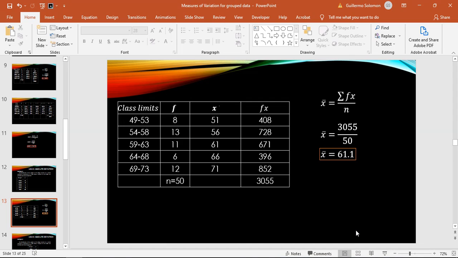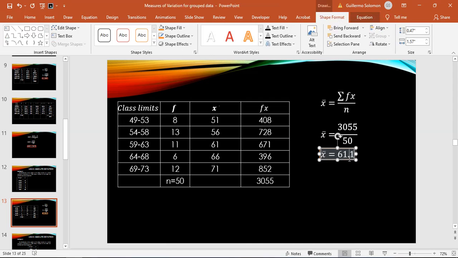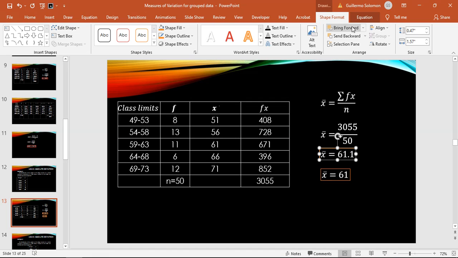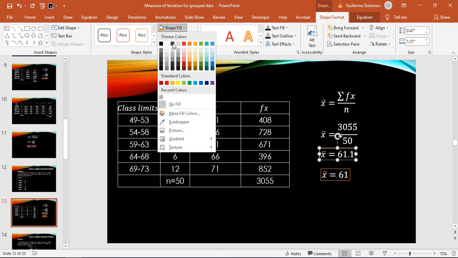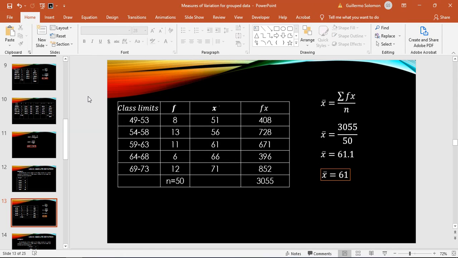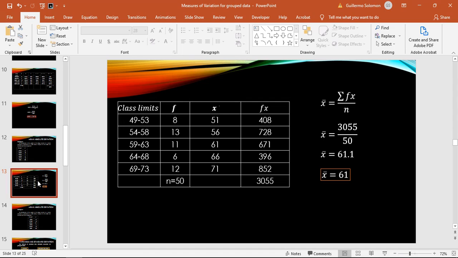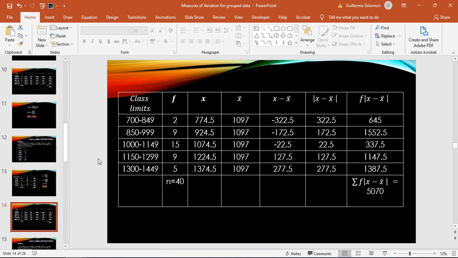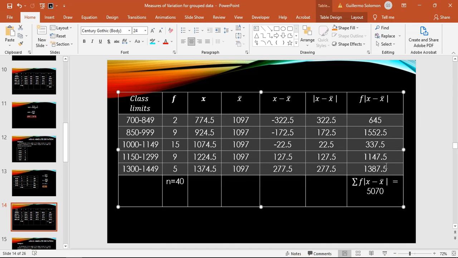Okay, sa pagganito, siguro i-round off na rin natin siya to the nearest whole number. So gagamitin lang natin is 61. Okay, ito yung gagamitin natin, yung 61, hindi si 61.1, para whole number na din yung makuha natin. So now, duplicate na lang natin tong isang slide na to. Okay lang, duplicate ko lang siya.